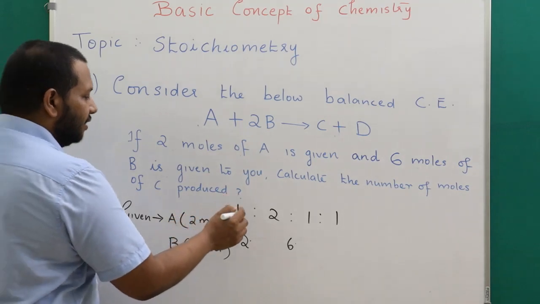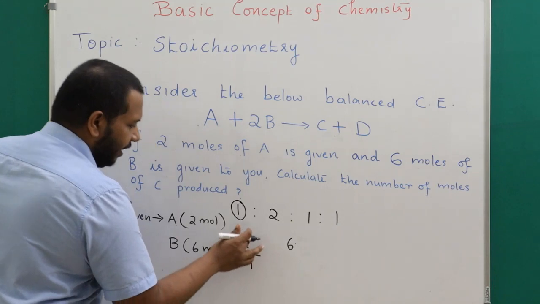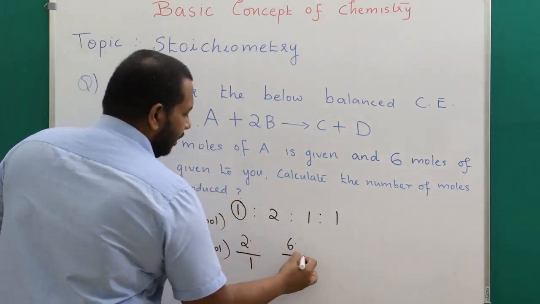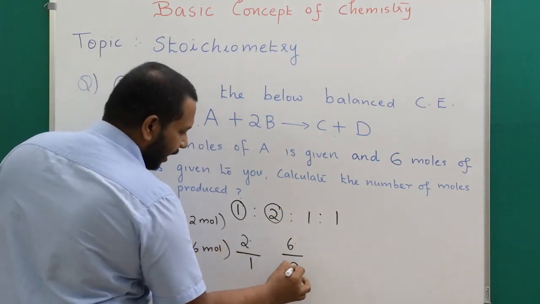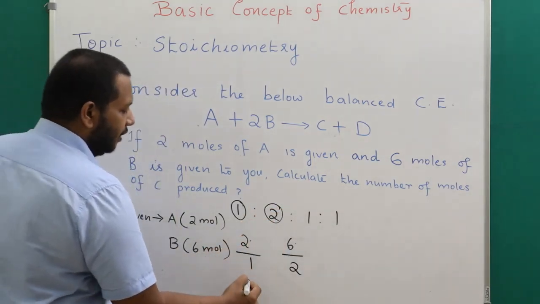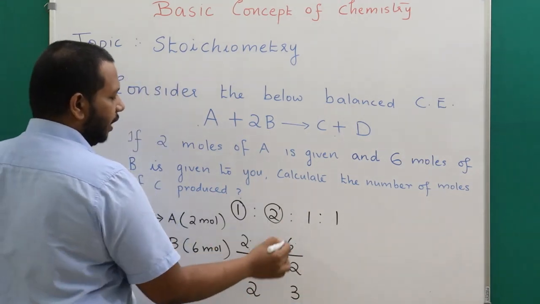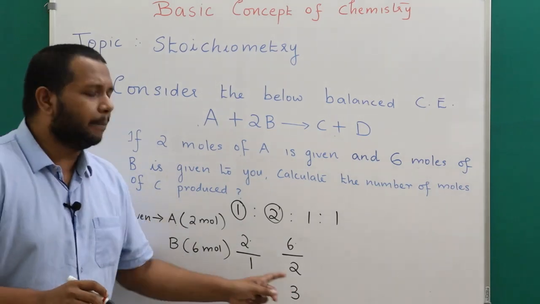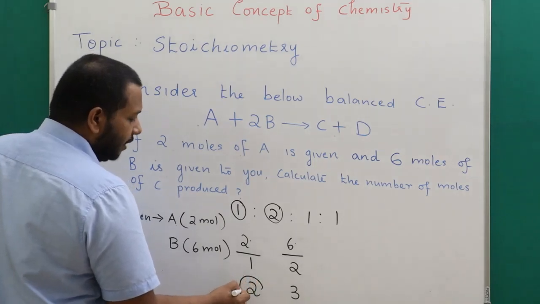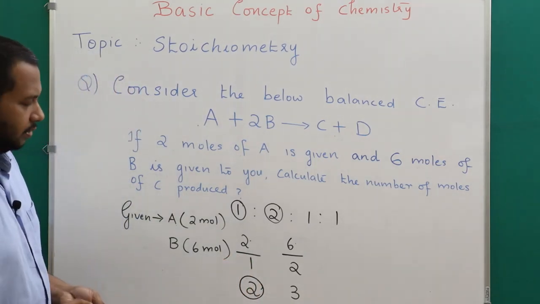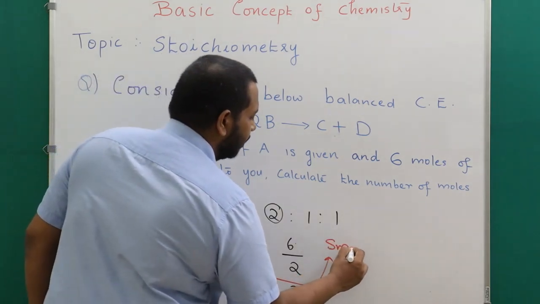Take those numbers 2 and 6. Now take the stoichiometric value of A. What is that? 1. Take that one and divide. Similarly, take the stoichiometric value of B, that is 2, and divide this number by it. So after division, this is 2 and this is 3. And check which number is smaller out of these. I know that the smaller number is 2. Understood?